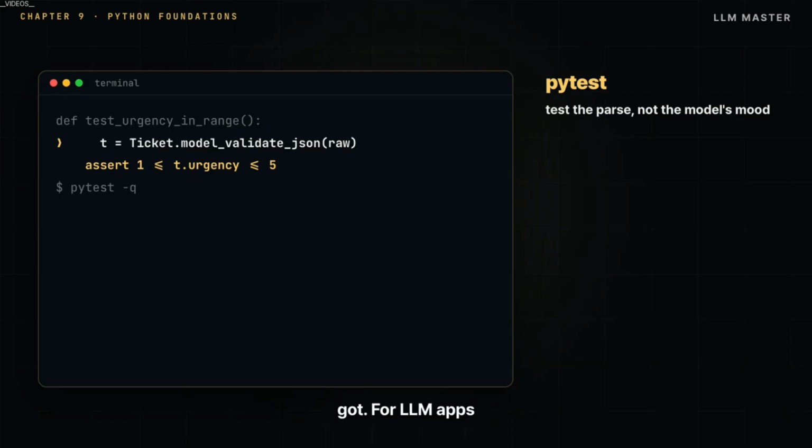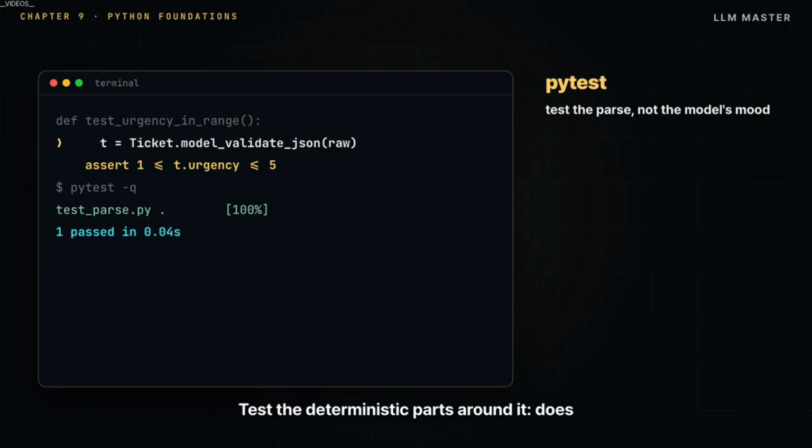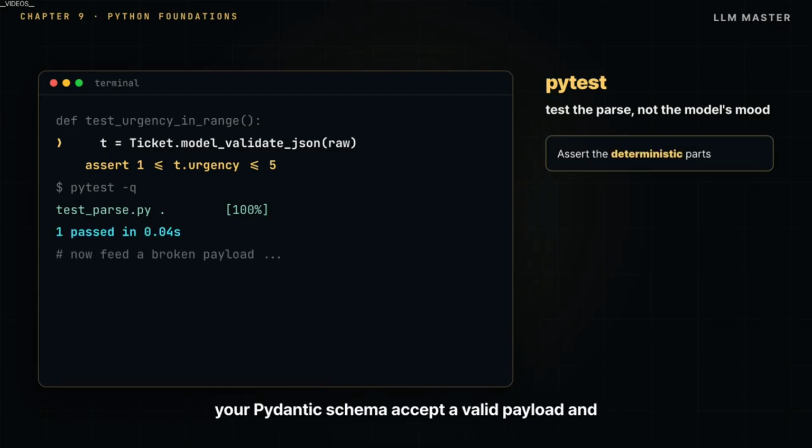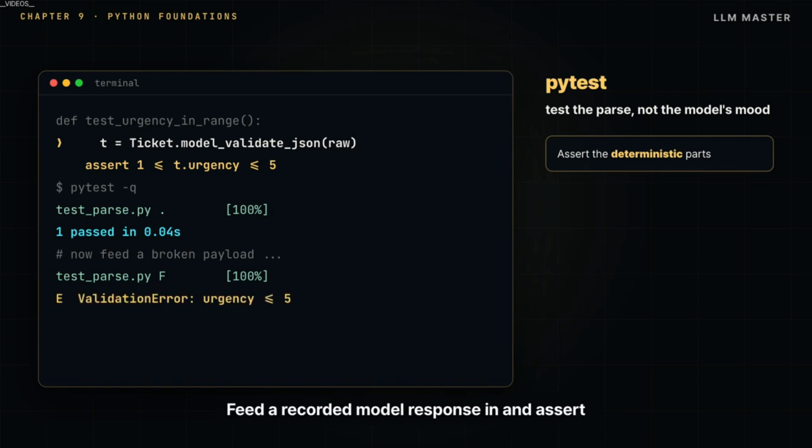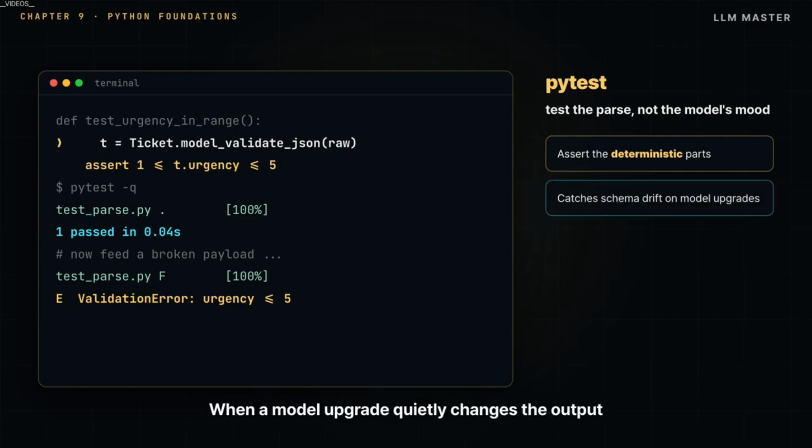For LLM apps, don't try to assert the model's exact wording. That's non-deterministic and will flake constantly. Test the deterministic parts around it. Does your Pydantic schema accept a valid payload and reject a broken one? Does your prompt builder produce the right string? Does your retry give up after the right number of tries? Feed a recorded model response in and assert the parse. That's where real bugs hide, and those tests run in milliseconds. When a model upgrade quietly changes the output shape, this is the alarm that catches it before your users do.